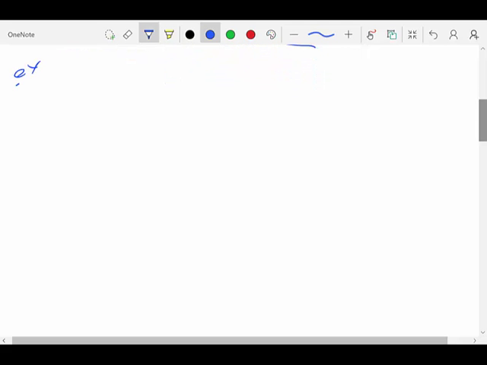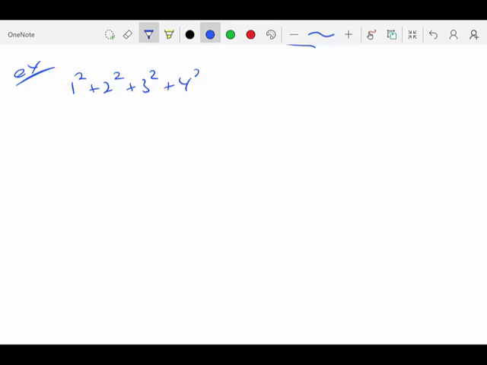So let's say, for example, that I wanted to add up 1 squared plus 2 squared plus 3 squared plus 4 squared. And I want to write this using sigma notation. So if this is going to be the K equal to 1 term, and this is K equal to 2, and K equal to 3, and K equal to 4, I can clearly see that K is inside of each one of these terms. So the way that I would write that is that I want to add up K going from 1 up to 4 of K squared.